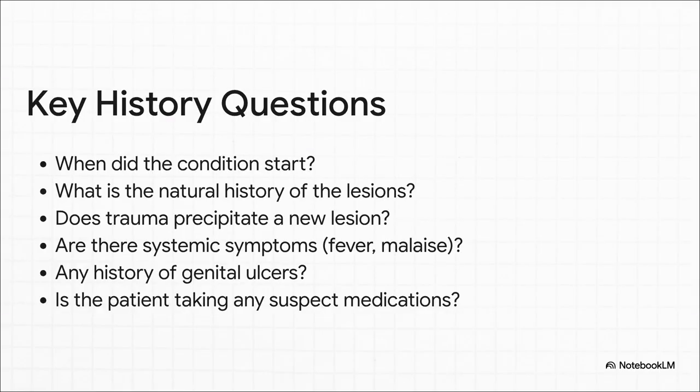What's so great about these questions is that every single one helps you build your differential diagnosis. Asking about trauma, that's a classic trigger for simple RAS. Asking about systemic symptoms like a fever, that could point to something totally different, like a periodic fever syndrome. And asking about ulcers down below in the genital region, that's your critical screening question for Behçet syndrome. Every question has a purpose.